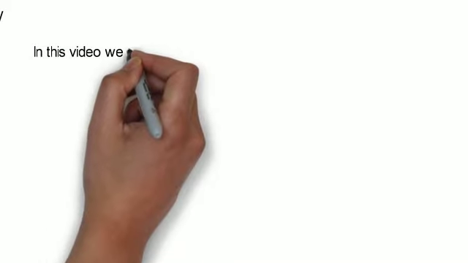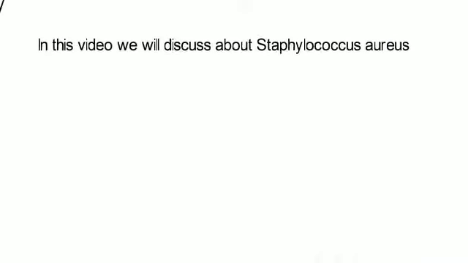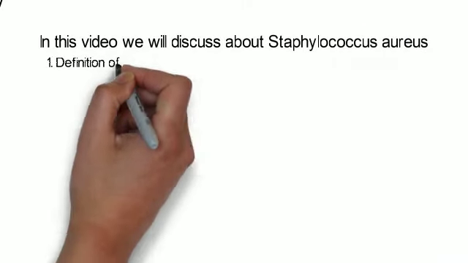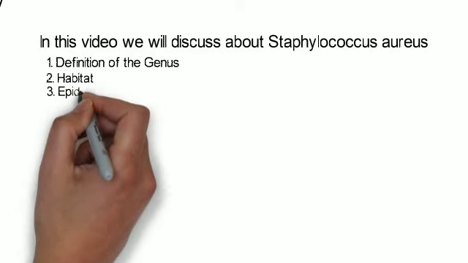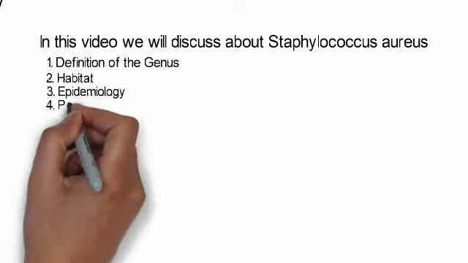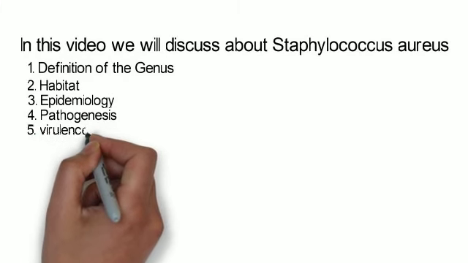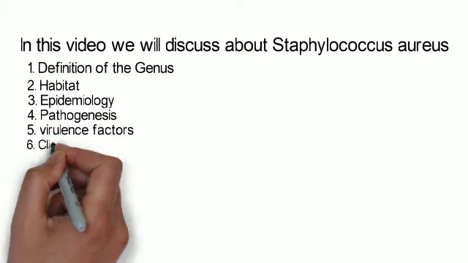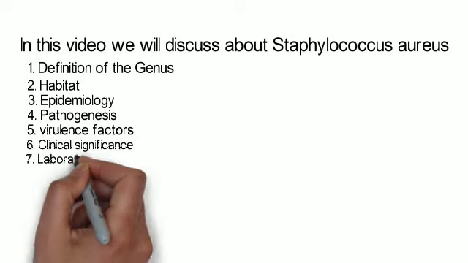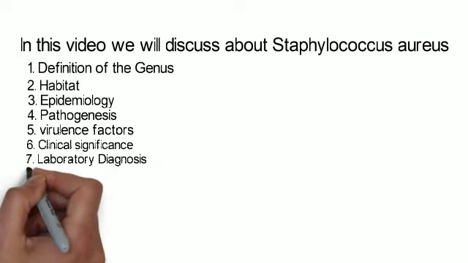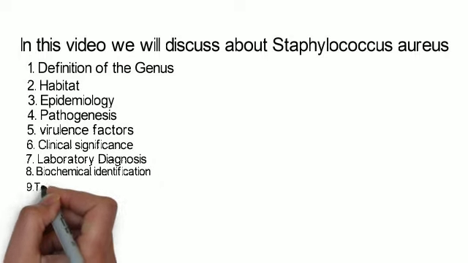Today we will learn about Staphylococcus aureus. 1. Definition of the genus. 2. Habitat. 3. Epidemiology. 4. Pathogenesis. 5. Virulence factors. 6. Clinical significance. 7. Laboratory diagnosis. 8. Biochemical test. 9. Treatment.